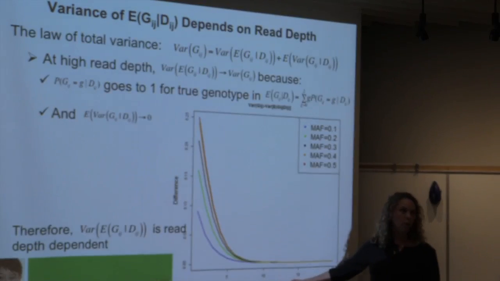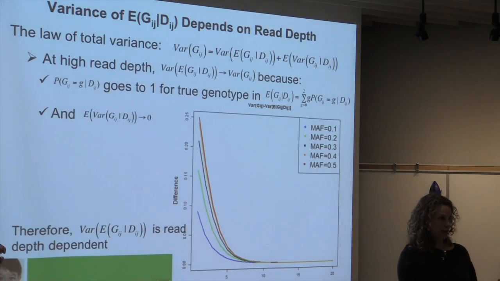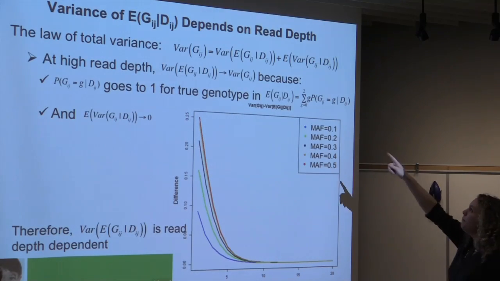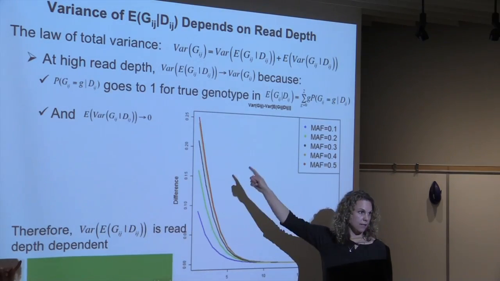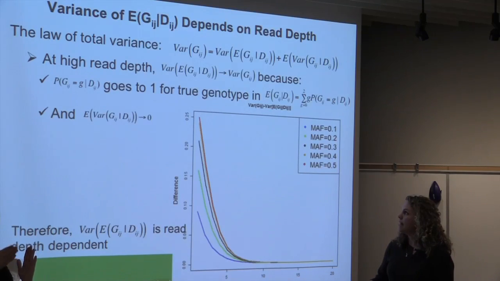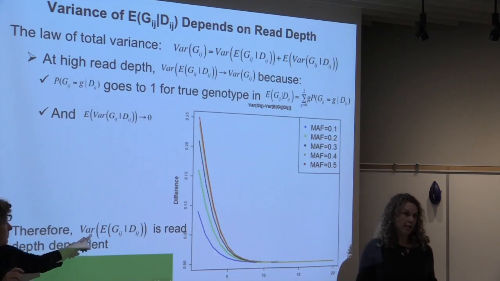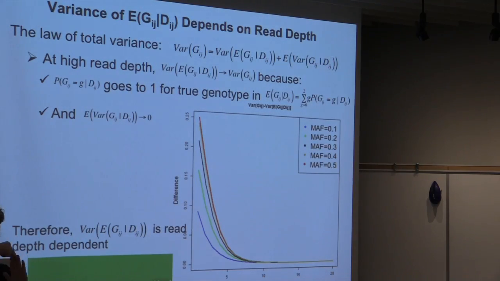On this axis here, we have read depth. And on this axis, we have the difference between the variance of the genotypes, which is the variance that we would use in a regular score statistic, minus the variance of the expected GIJ given DIJ. So it's sort of a measure of the bias in the variance. And what you can see here is that the variance of that score statistic, the variance of expected GIJ, is read depth dependent as well. So the whole point here is that you're going to incorporate genotype uncertainty in your new association test when you're combining sequence of different read depths, but you also need to account for read depth in your variance estimation.